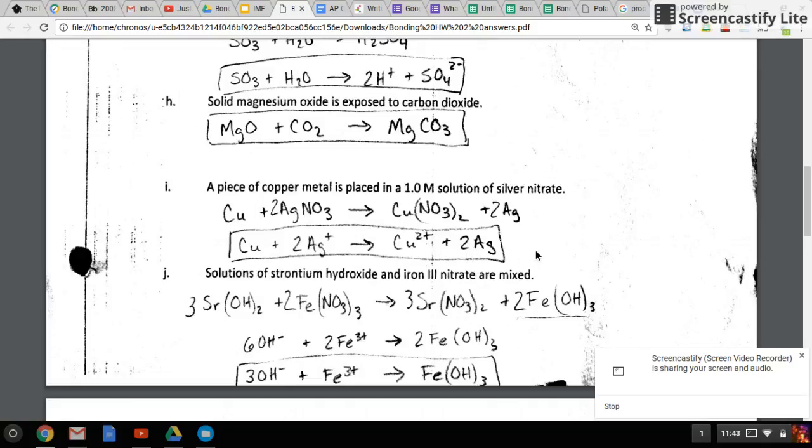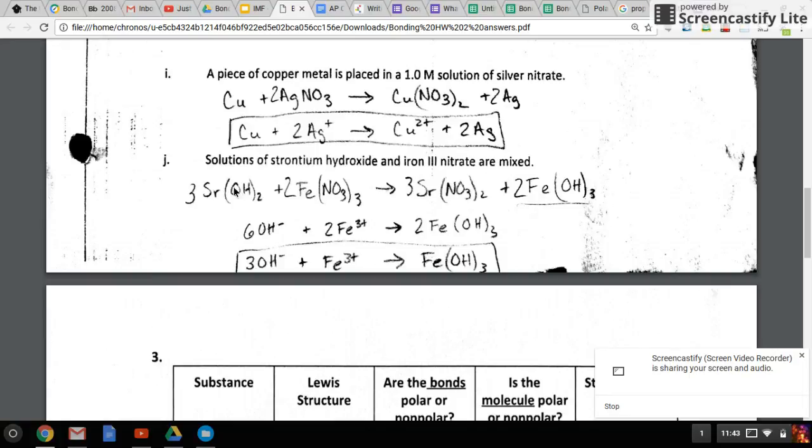And then the last one, at least as far as our net ionic equations go, we've got solutions of hydroxide and nitrate. Both of those are soluble. It is going to form strontium nitrate, which is soluble because all nitrates are, and iron 3 hydroxide, which is a precipitate. Most hydroxides are insoluble. So when you get rid of your spectator ions, this is what you end with. But when you write net ionic equations, you want your coefficients to be the lowest possible whole number ratio. So just reduce that down to get your final answer here.